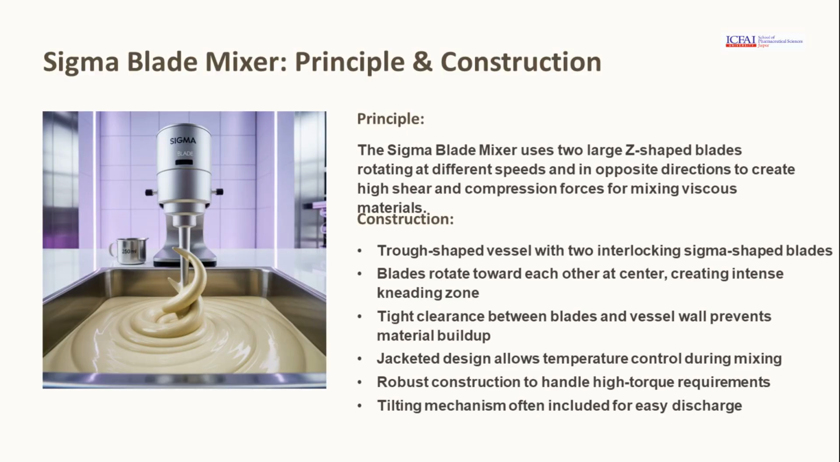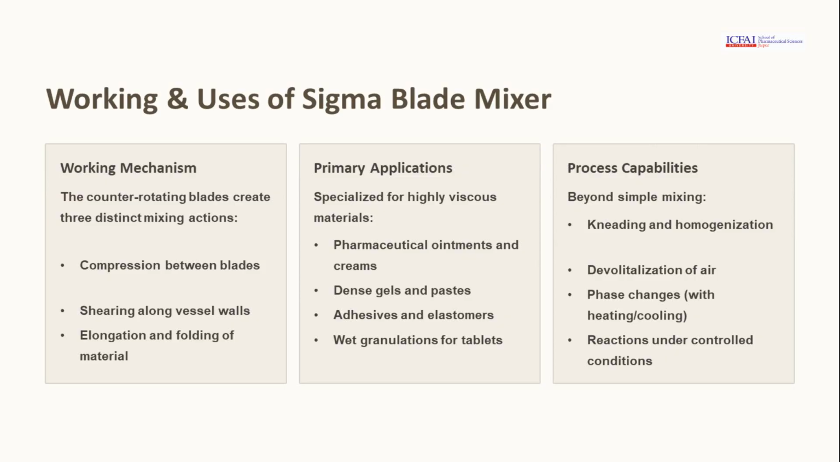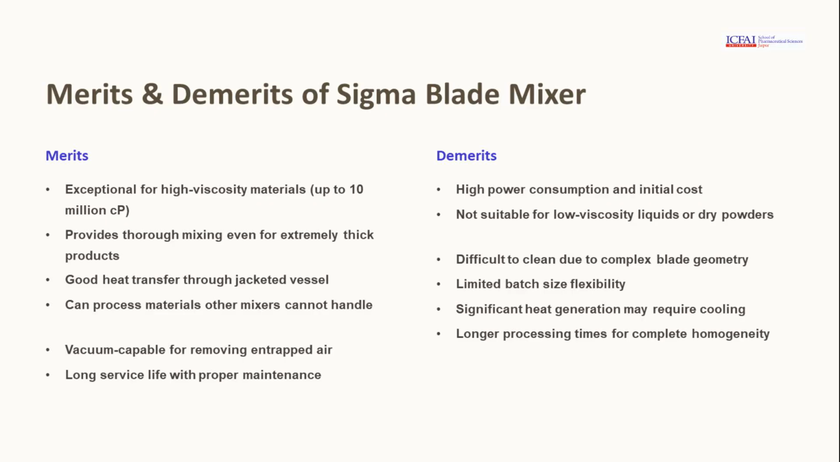The Sigma blade mixer uses Z-shaped blades for intense kneading, with a jacketed design for temperature control. Sigma blade mixers are specialized for highly viscous materials, offering capabilities beyond simple mixing, like phase changes and reactions. Sigma blade mixers excel in processing high viscosity materials but have high power consumption and require cooling for heat management.